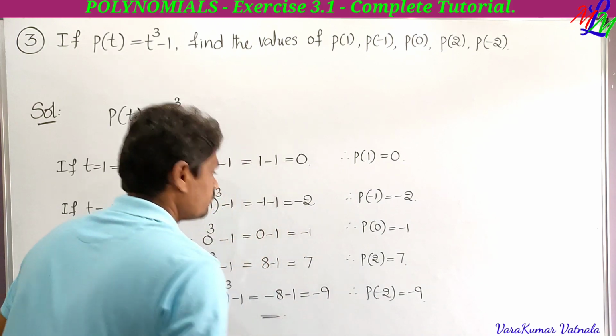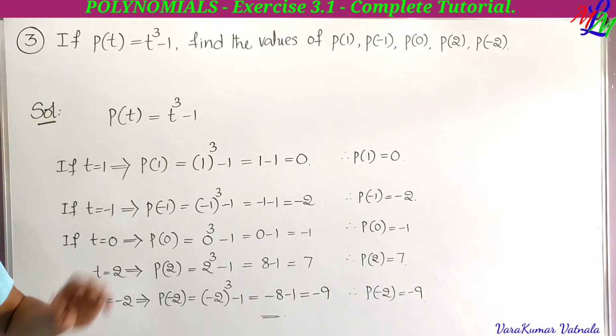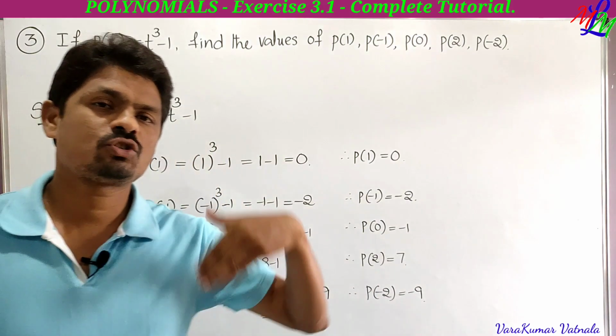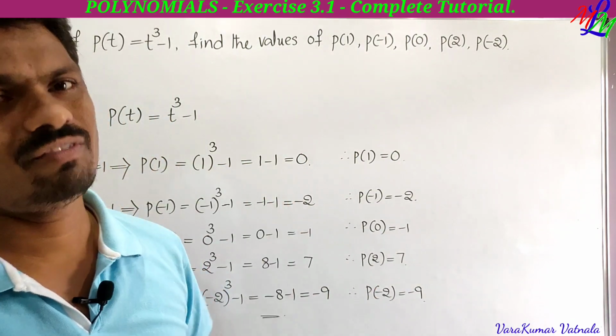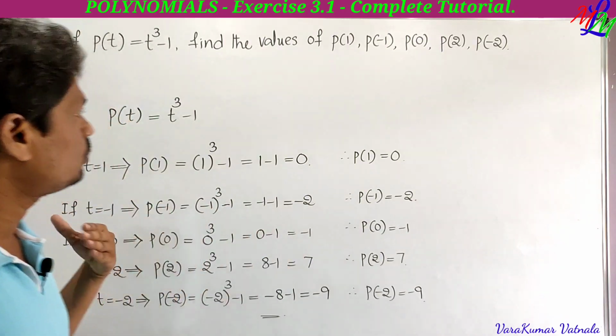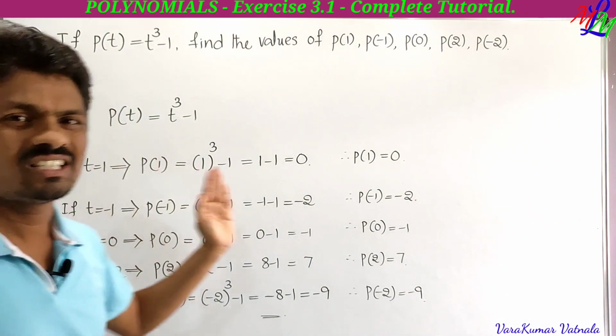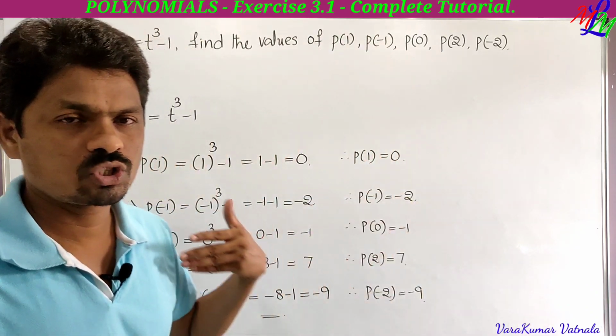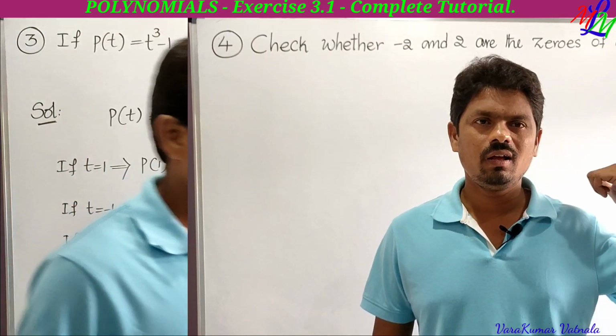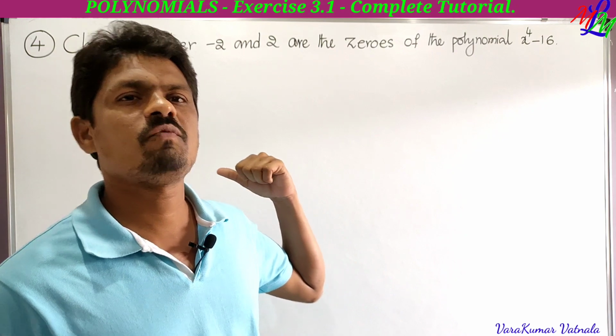So like this we can find the values of the given polynomials by substituting the given numbers instead of the variables. We can get the value at the number. So this is the third problem in the first exercise, student. Next we have to solve the fourth problem. This is the fourth problem from the first exercise.